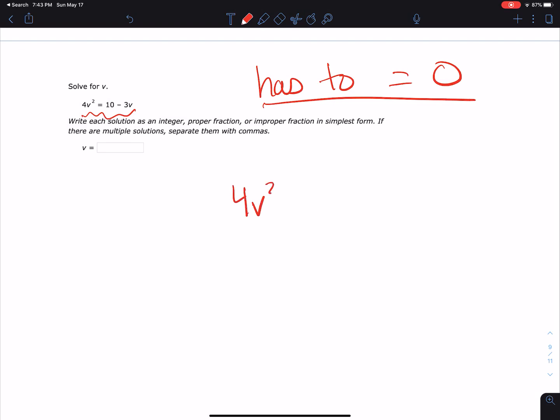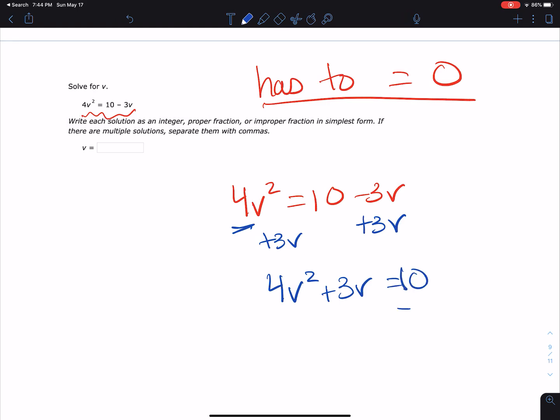So if I have 4v squared equals 10 minus 3v, now you could bring your 4v squared over. I wouldn't recommend it because you would then be leaving a negative as your leading coefficient. That's not fun. So to be smarter and wiser on yourself, I would suggest keeping this positive and bringing everything else over. So I'm going to add a 3v. So it would be 4v squared plus 3v equals 10. Whoops. Now I'm going to subtract a 10. So this would be 4v squared plus 3v minus 10 equals 0. Now it's ready to factor.